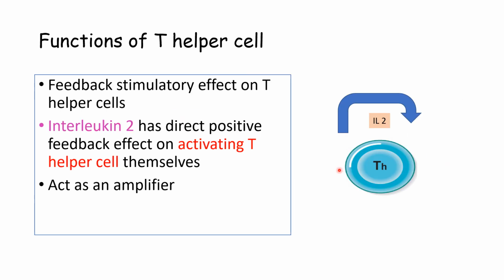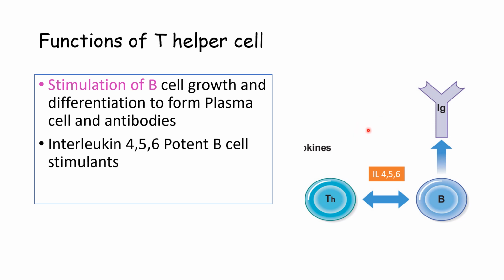The next function can be known as autostimulation of T helper cell itself, and that is mediated by again interleukin 2, which can cause a direct positive feedback effect on activating the T helper cells themselves, and therefore it acts as an amplifier. The next function is stimulation of B cell growth and differentiation to form plasma cells and antibodies. Interleukin 4, 5 and 6 are responsible for this action.